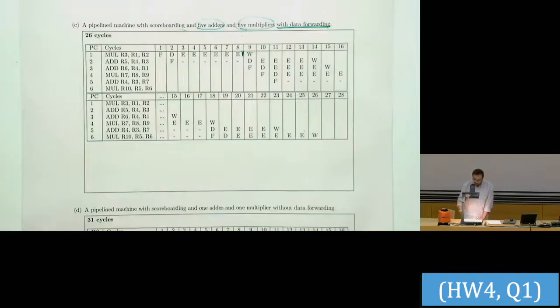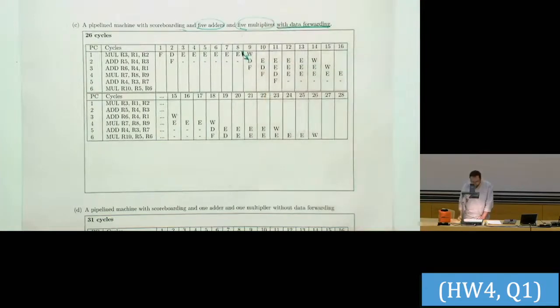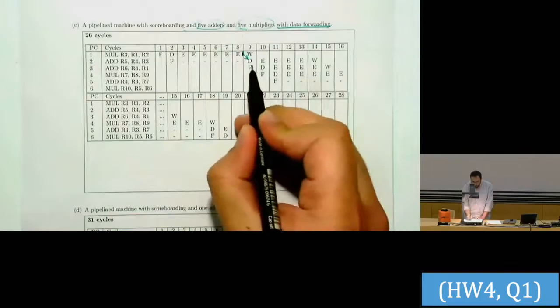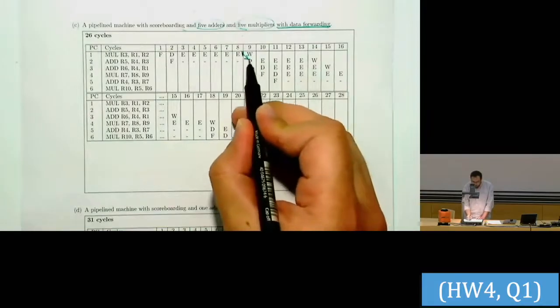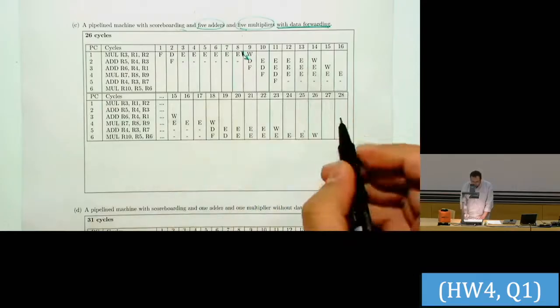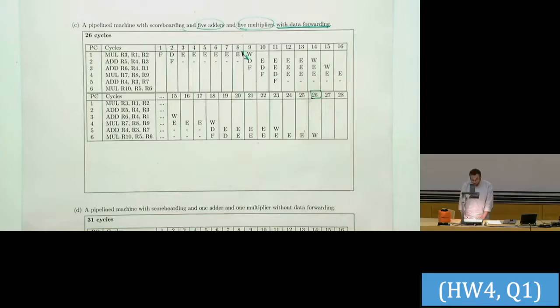So I just assume that this data forwarding happens from the end of the multiplier or adder to the decode stage, which gives me this kind of dependency here. So I can say 1 cycle here. So this decode was in 10th cycle, now it's in 9th cycle. And you continue and do the same thing, and then you see that at the end, you just save 2 cycles here.